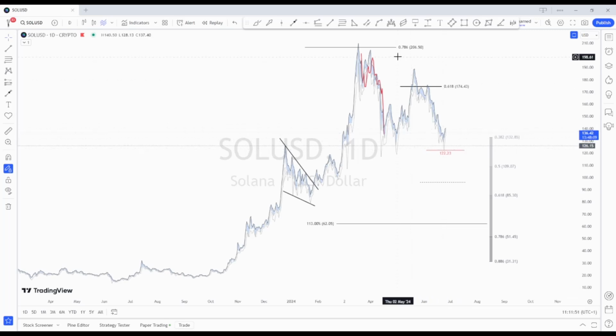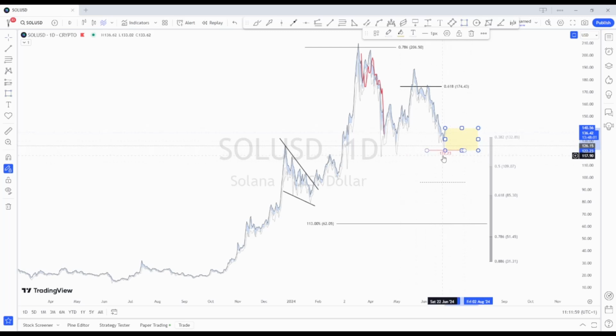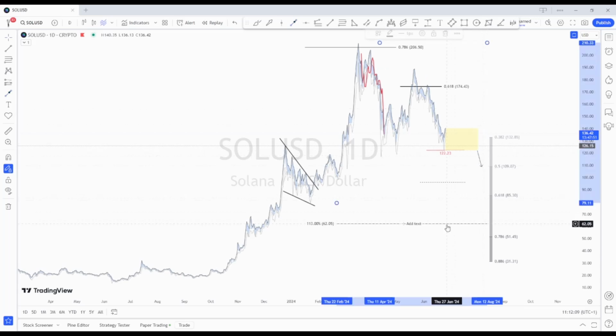So the same may happen here. We may see a period of consolidation above these lows, above this 122.23. Let's see what will happen next. I may expect more downside momentum. We have patterns projected at $62. We are far away from those events unfolding.